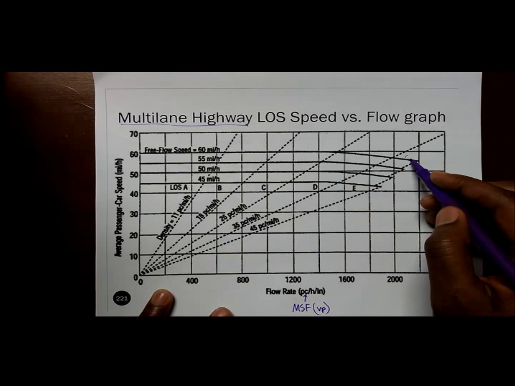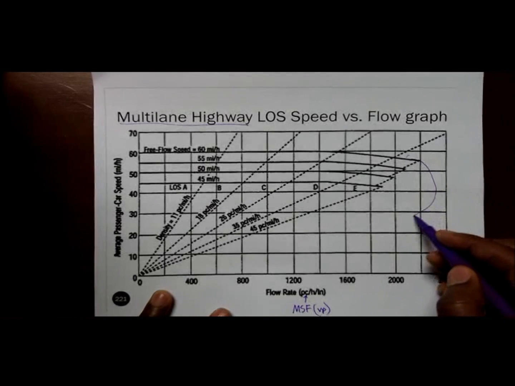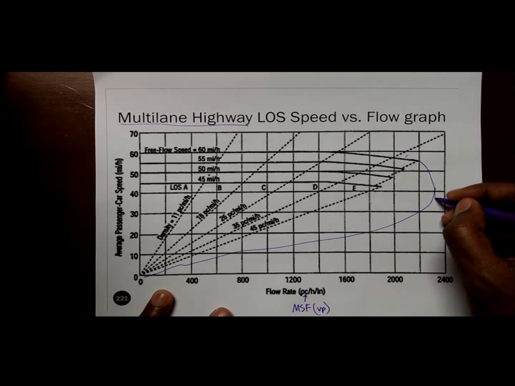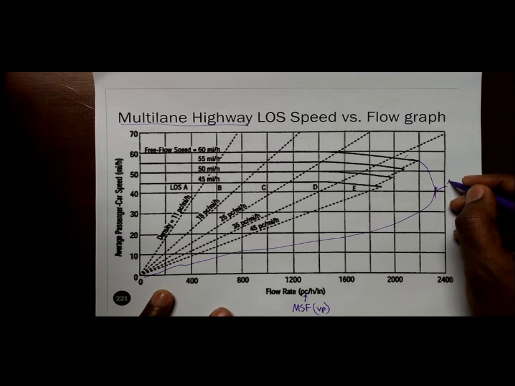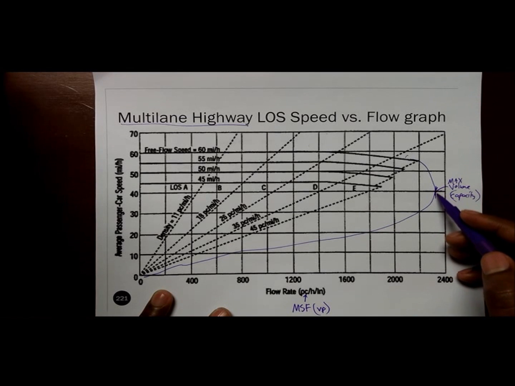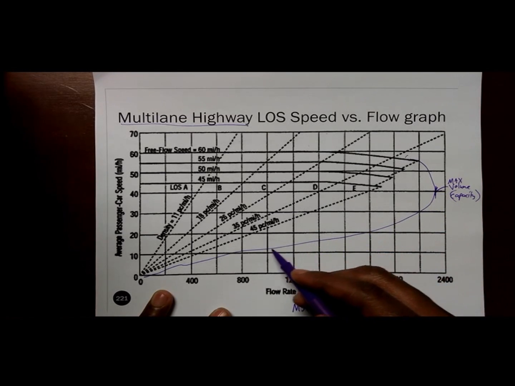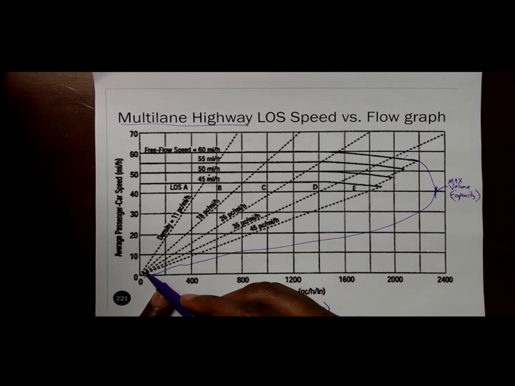Now if I were to continue with the speed flow diagram, here's what it would look like. Alright, where that would be your max capacity, max volume, also known as capacity of the roadway. And you can see here, once you reach your capacity, your speeds start to drop, and if you continue to add vehicles, your speeds start to drop to the point where we're at a standstill.